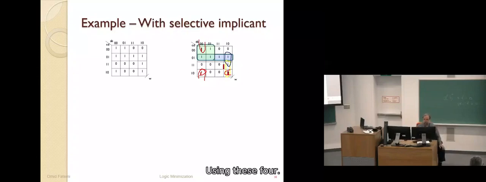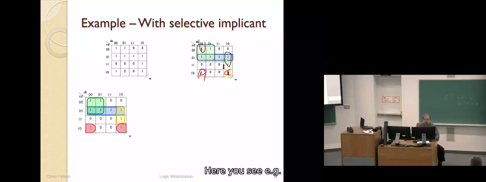Using these four, make a combination that covers these three ones. Whatever you want. No, one by one. Here you see, for example, selecting these implicants, we cover this one. Selecting this implicant, we cover these two. So they are all complete now. So it's okay. Okay?